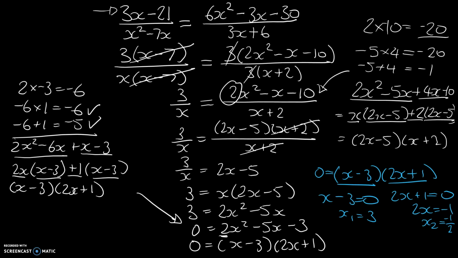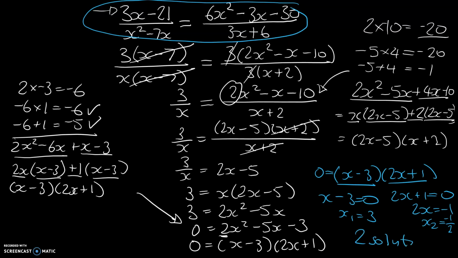That means, from our original equation, if we put 3 into our equation, the left-hand side is going to be equal to the right-hand side. And it also means if we put in -1/2 or -0.5, the left-hand side is also going to be equal to the right-hand side. So we have two solutions to our equation, and hopefully you got those two solutions as well.